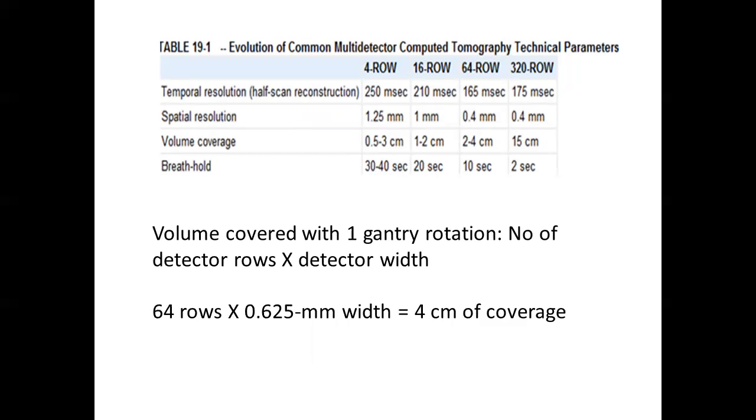But one of the more important things is that the volume you can cover with the rotation depends on how many rows of scanners there are. That has increased as the number of rows has gone up, and that means you need less scanning time, so less breath hold, and you're also radiating for less time, so there's been a massive dose reduction. Volume covered with one rotation of the CT is the number of detector rows times the detector width. Detector width has stayed the same. With 64 rows, which is what all the trials used, you get about 4 centimeters of coverage. So usually it's 2 to 3 heartbeats to cover the whole heart with the scan.